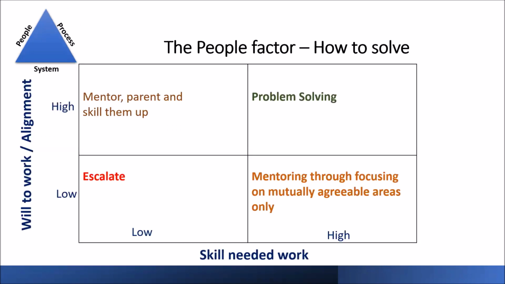While resolving these challenges, I understood this framework helps us. That means on the y-axis, if the people's will to work or alignment with the team goals is high, they come here. Low, they come here. The skill needed to work, that means if the employees have the needed skills, if they have high skills, they come here. Low skills, they come here.